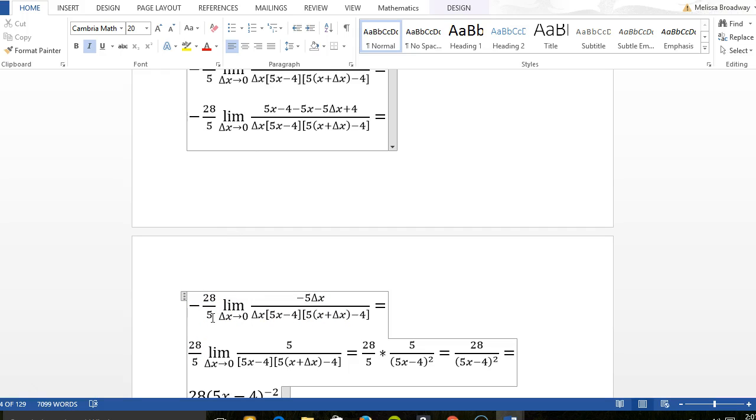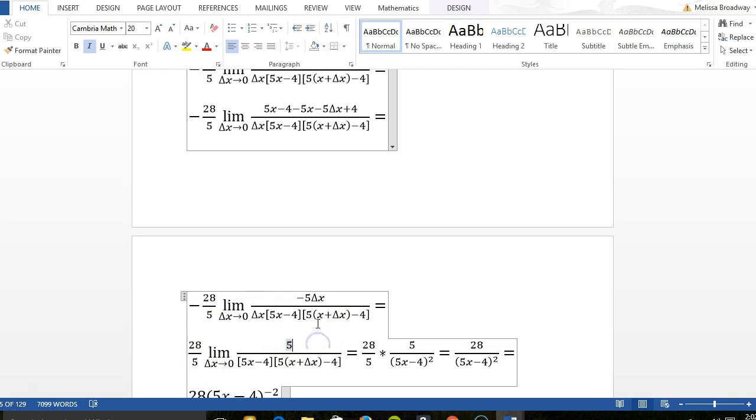Remember, the limit of a constant times a function is the constant times the limit of the function. So this negative 28 fifths is just dangling multiplicatively out here. But what do I do next? Oh, you see this negative here and this negative here? They cancel. Negative times negative is positive, so we can kill this negative and this negative. They each kill each other. So we're just left with positive 28 fifths times positive.